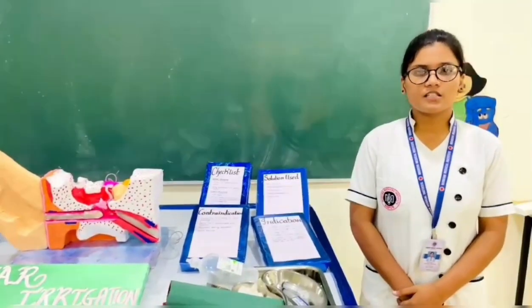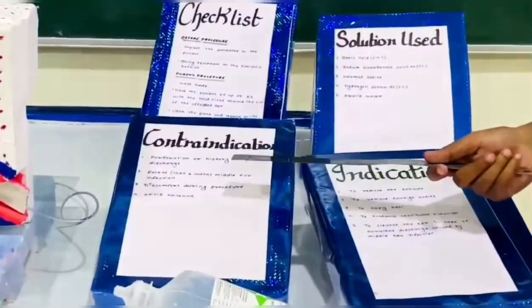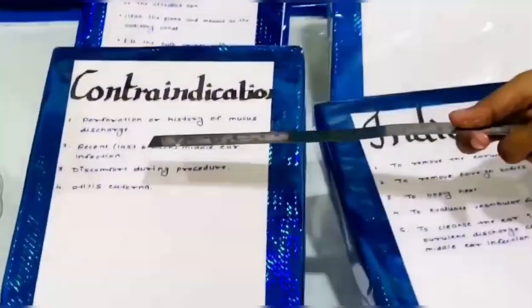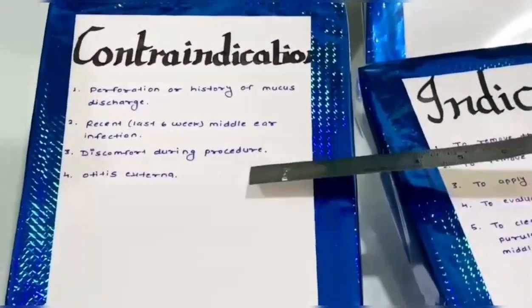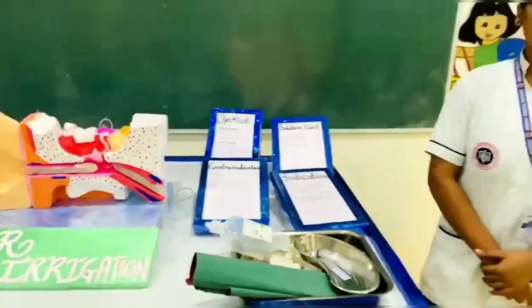Contraindications of ear irrigation. First, perforation or history of mucus discharge. Second, recent middle ear infection. Third, discomfort during the procedure. Fourth, otitis externa.